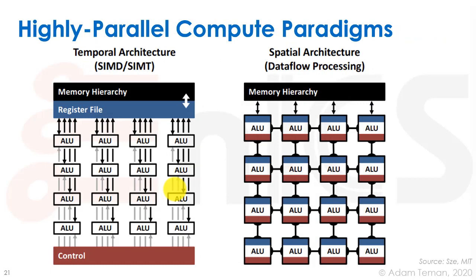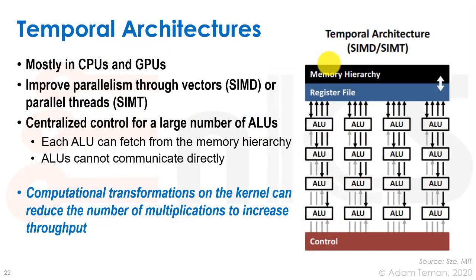There are two basic categorizations of highly parallel compute paradigms that Vivienne Sze has made in her MIT tutorial. The first one is called the temporal architecture, and that's used by SIMD and SIMT type architectures, and we'll explain it in a second. The second one is what we call dataflow processing or spatial architectures. Starting with the temporal architecture, this is what we have in CPUs and GPUs. We improve parallelism through vectors, SIMD, single instruction multiple data, or parallel threads, single instruction multiple threads, which is used in GPUs.